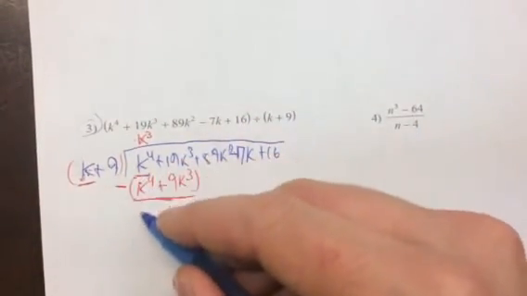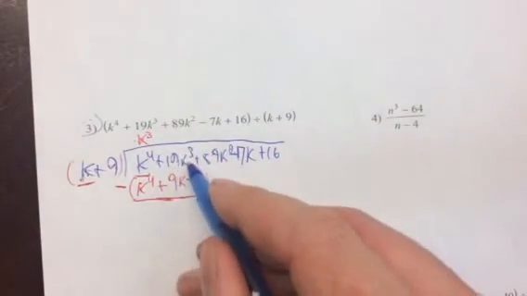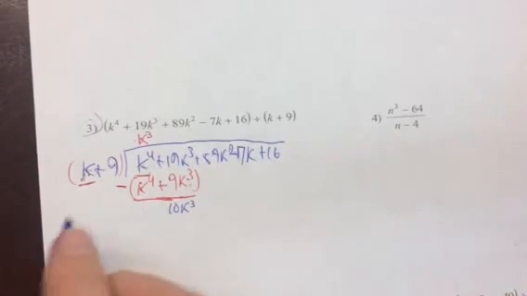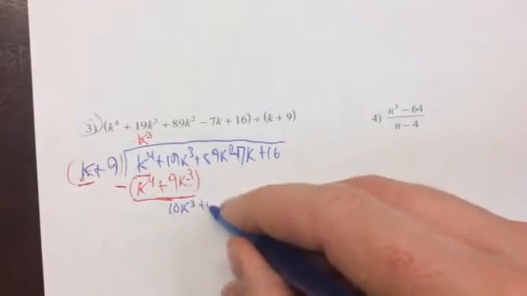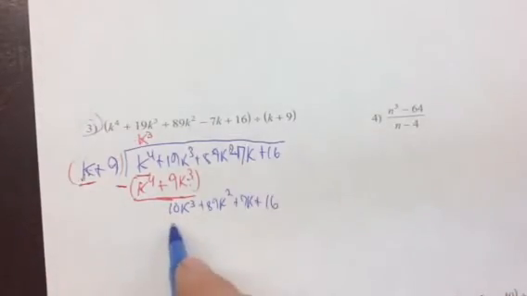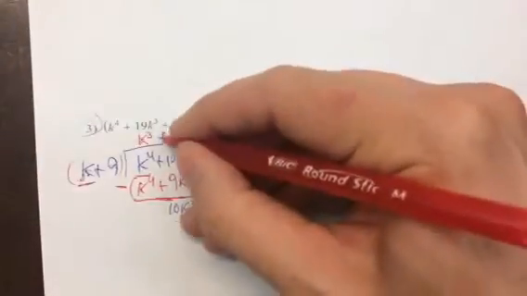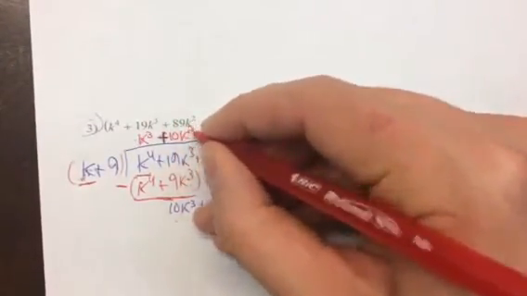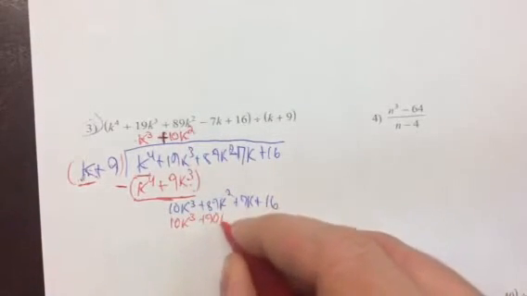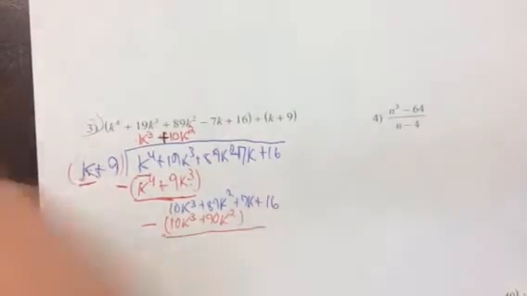K to the 4th minus k to the 4th is 0. That will always happen if you put the right number here. That's why we chose it. 19k cubed minus 9k cubed is 10k cubed. Okay, we're going to bring down everything else. K goes into 10k cubed, 10k squared times, so plus 10k squared. And when we multiply that, we get 10k cubed plus 90k squared. We're going to go ahead and subtract that and see what's left over.